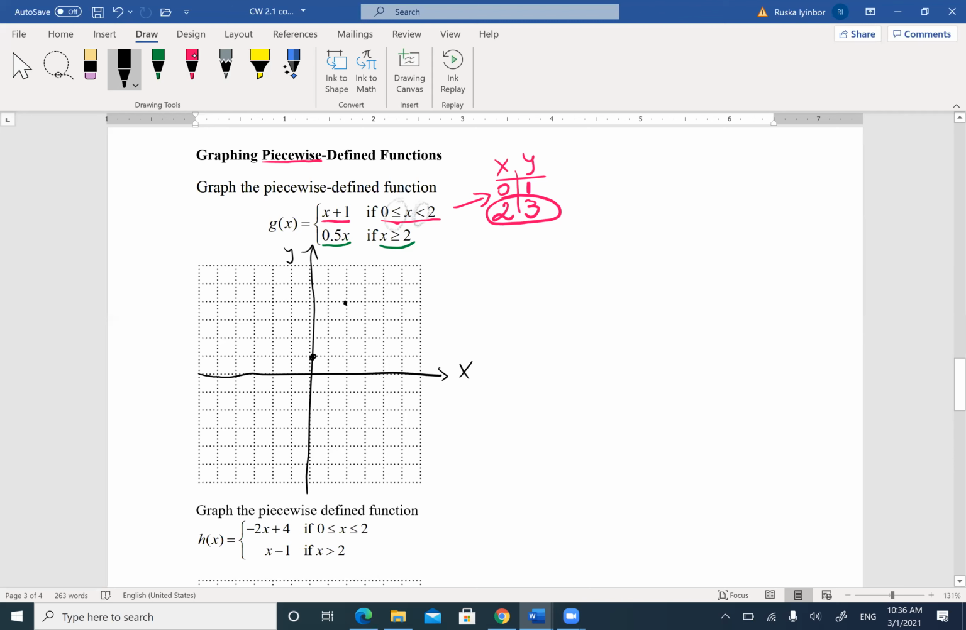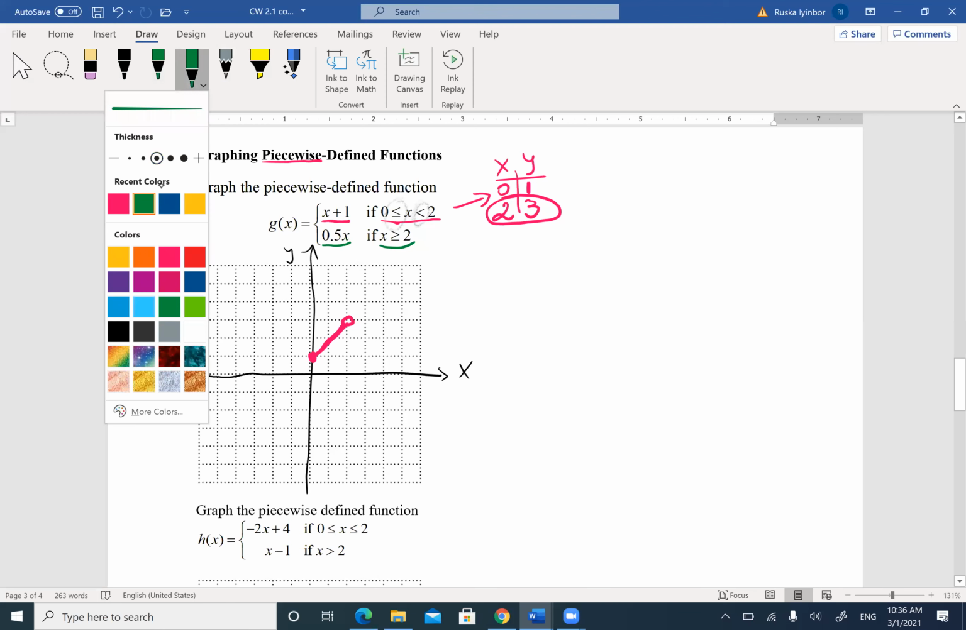Now I have to be careful. At 0, 1, I'm just going to graph a point. And at 2, 3, it's over here actually, it's going to be an open circle. Why is it an open circle? Because we have less than 2. It's not less than or equal, so it's not included. Then I'm going to connect those 2 points with a straight line. So this is my one piece of the graph. Then after that, I'm going to graph the second piece of the function.